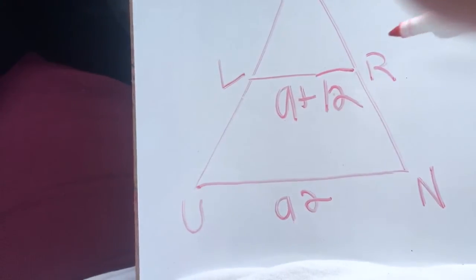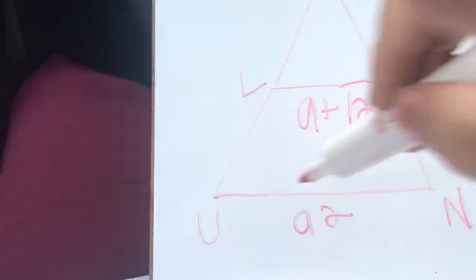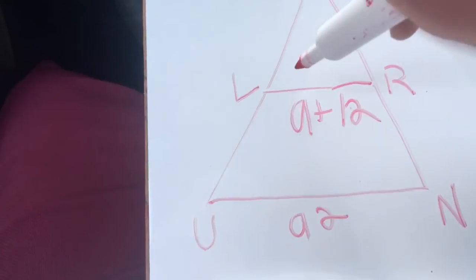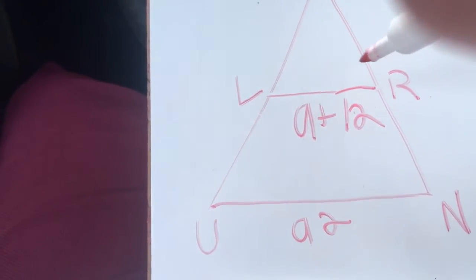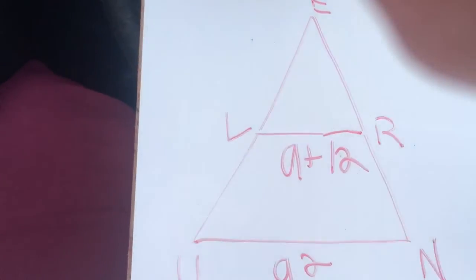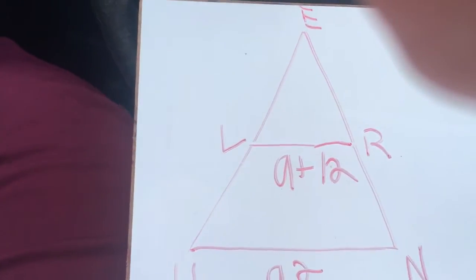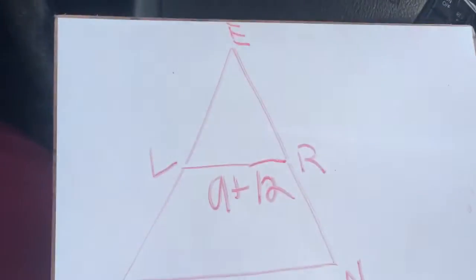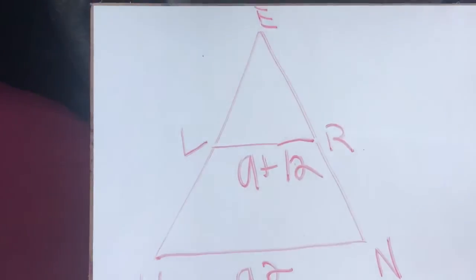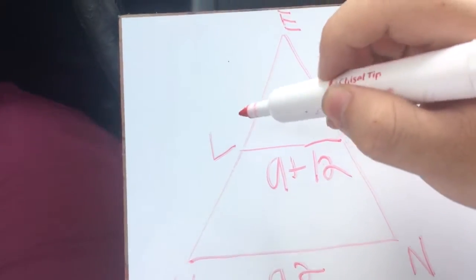We don't have sides labeled except for a plus 12 and a squared, and we don't know if they're in the same ratio as the other sides. So what should you do? When in doubt, label the sides to solve with similar triangles. So I'm going to show you what I mean by that.